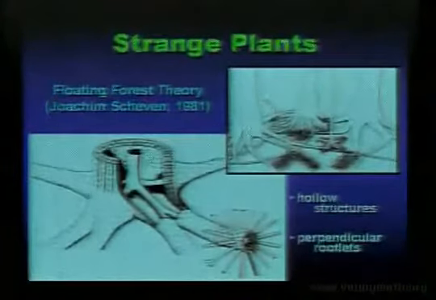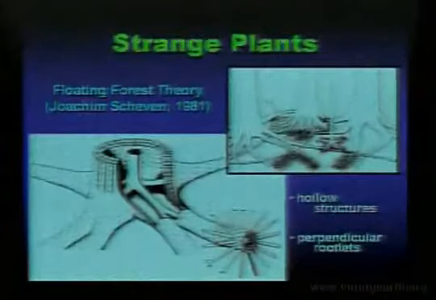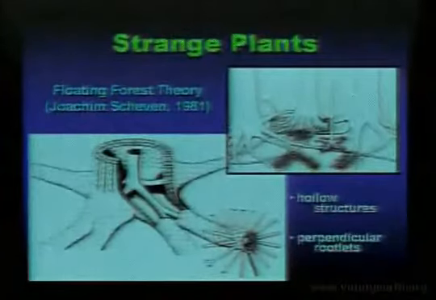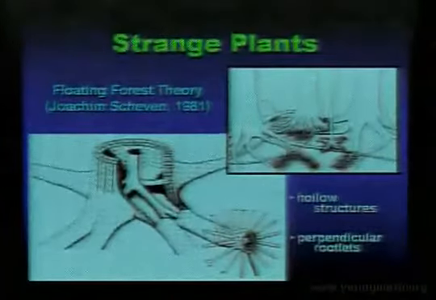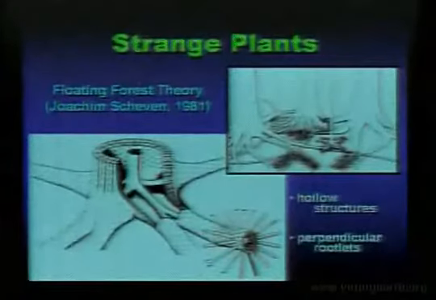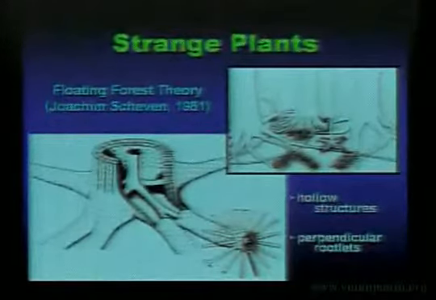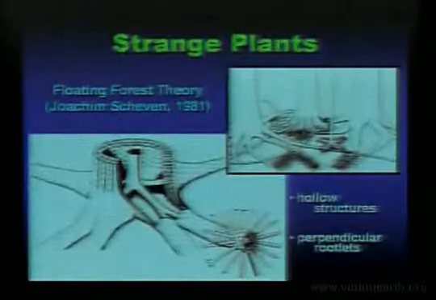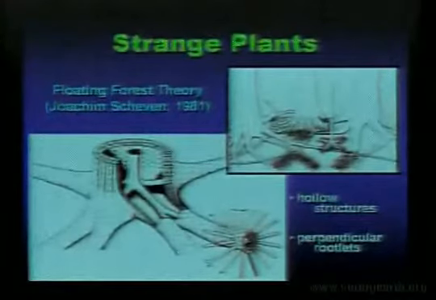The reason they're hollow is so that they'll float in the water. And the reason they have this strange broom structure to their roots is that's how they're interacting with the water. They pump the water in and out of the plant by using these. So what Joachim Scheven suggested in 1981 was that the coal plants actually were from a floating forest.